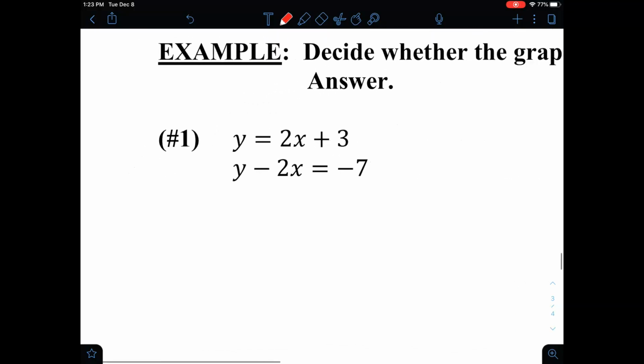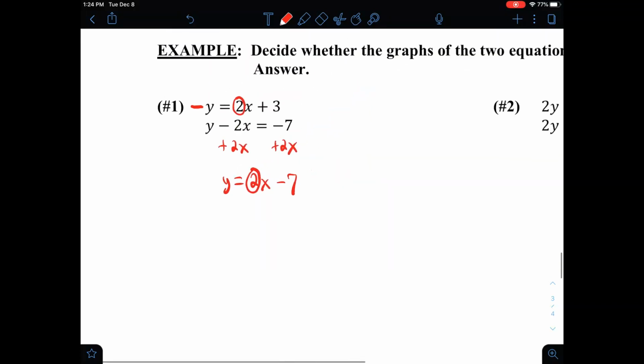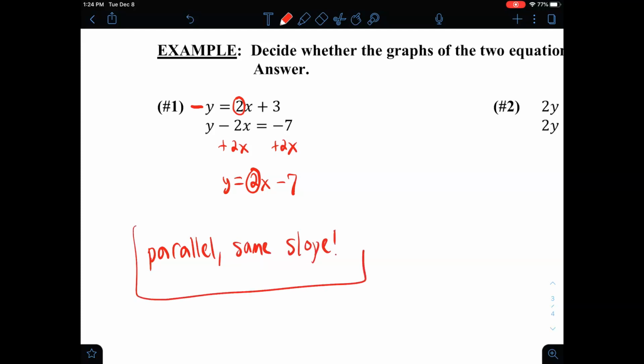Number one, we have y equals 2x plus 3 and y minus 2x equals negative 7. The top equation is y equals mx plus b, so our slope is 2, which is nice, but the bottom one is not solved for y. How do we solve for y in the bottom? We're going to add 2x to both sides. We get y equals 2x minus 7. What's the slope of that line now that we have it by itself? It's also going to be 2. So are these parallel lines or no? These are parallel, and the reason why is they have the same slope. That's all you got to do.